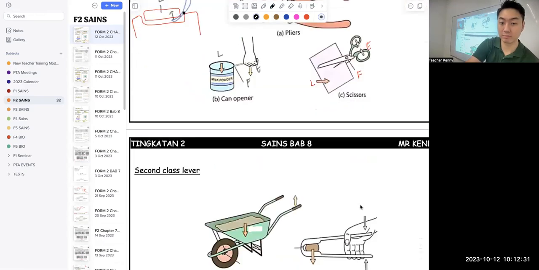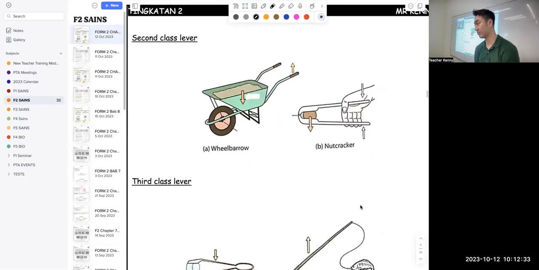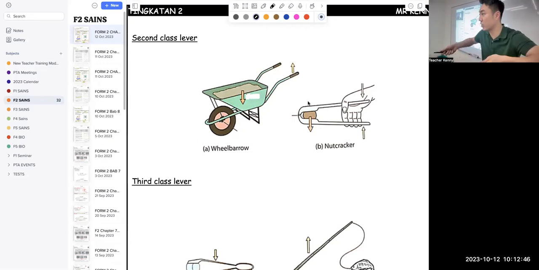Okay, next up. Second class lever. Which point here does not move at all? Now, the action is not pushing the wheel. The action is just lifting up only. It is a lifting up action, not pushing. Because if you push, then the whole thing is moving. But now, I want it to be lifting up only. Which part does not move if you lift up?